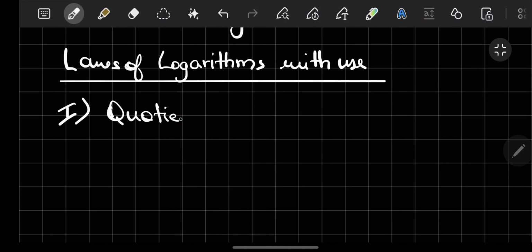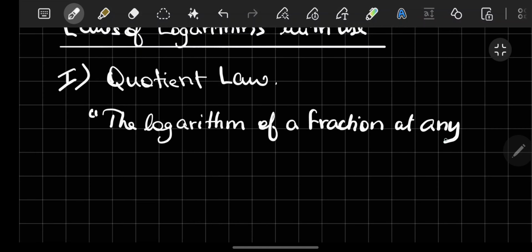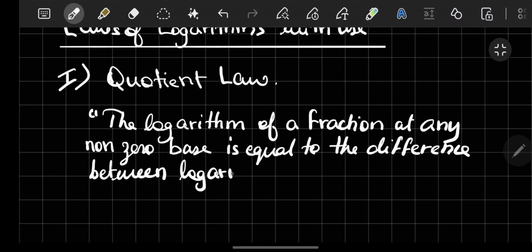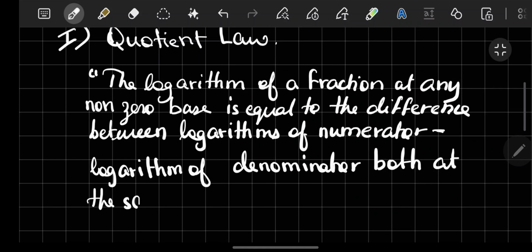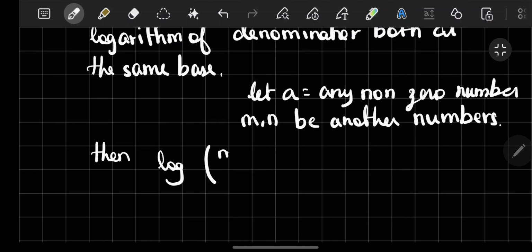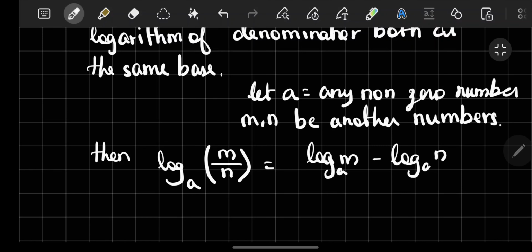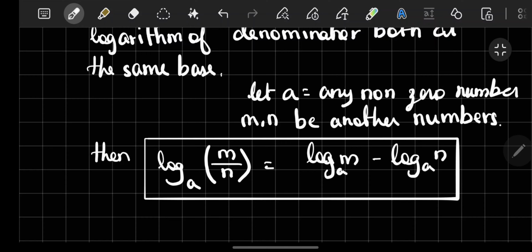The next law is known as the quotient law. This law states that the logarithm of a fraction at any non-zero base is equal to the difference between the logarithm of the numerator minus the logarithm of the denominator, both having the same base. Let a be a non-zero number and m and n be two numbers. Then according to this law, the logarithm of m divided by n to the base a is equal to logarithm of m to the base a minus logarithm of n to the base a.